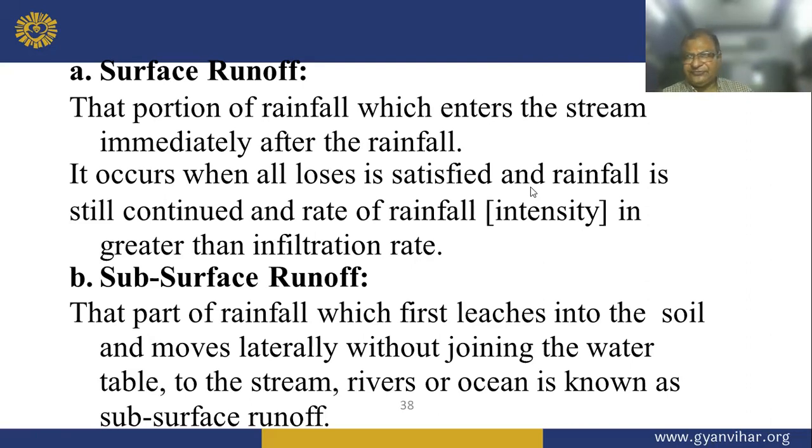Next, subsurface runoff is the part of rainfall which first infiltrates into the soil and moves laterally without joining the water table to reach the stream, river, or ocean. This is known as subsurface runoff.